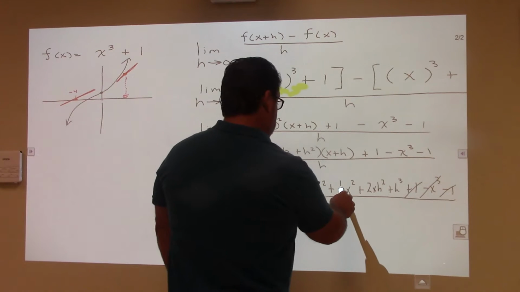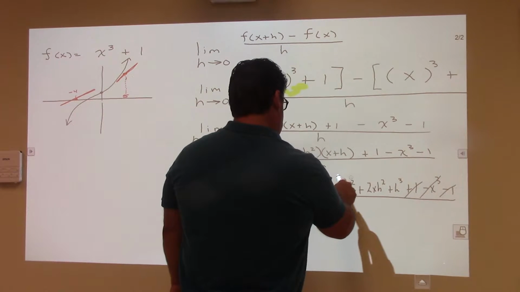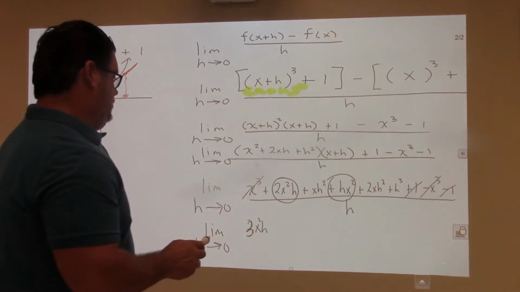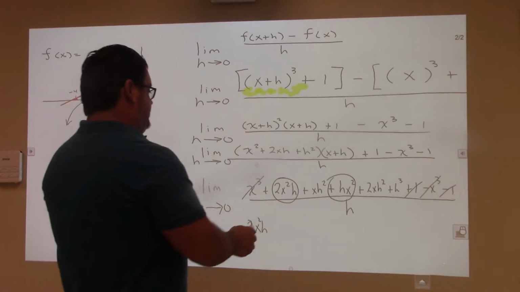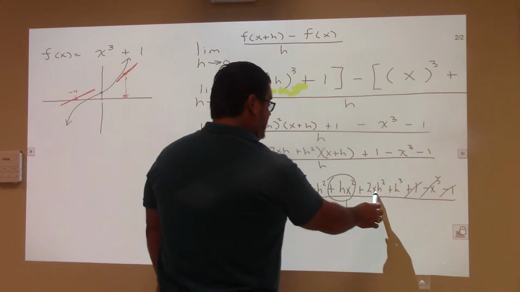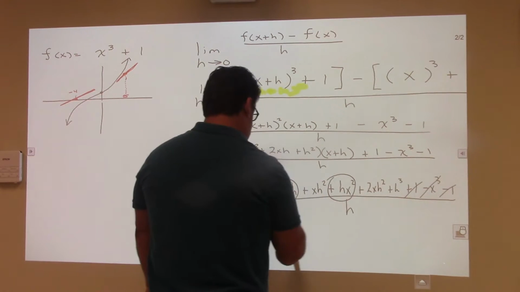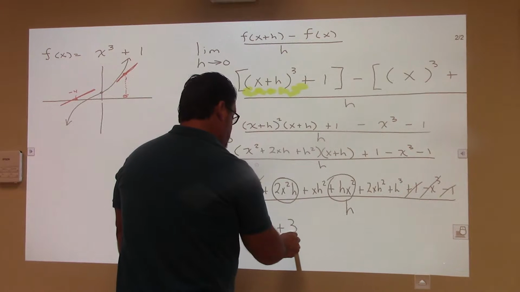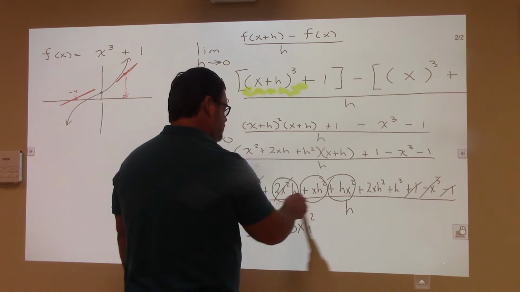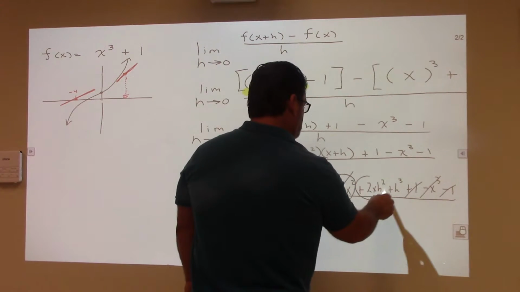That one, x squared h here. So that would be 3x squared h, right? And then we got xh squared, xh squared. That'd be 3xh squared. Right?